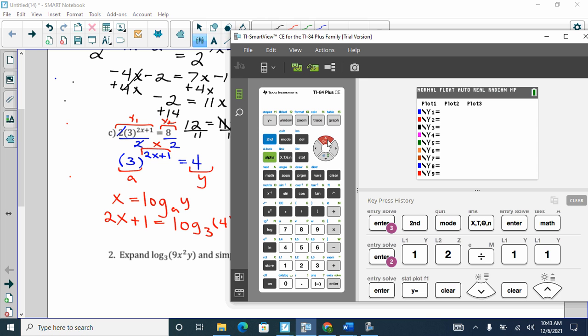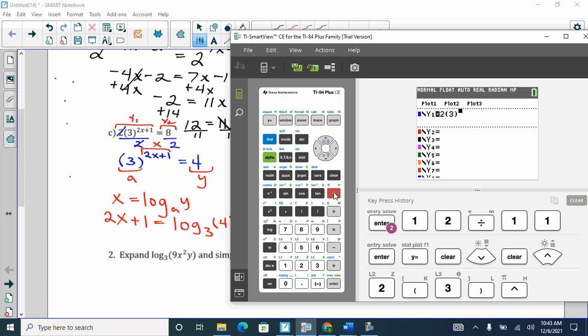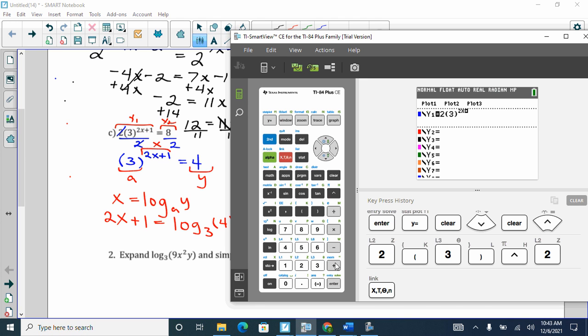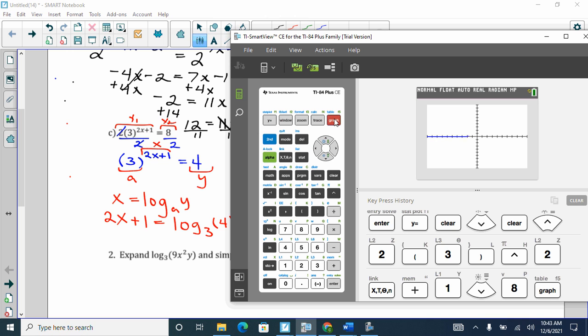So into y1 I have 2, bracket 3, to the power of 2x plus 1. Make sure it's in brackets if you have the older calculators. Your exponent has to be in brackets. And then I have 8. So I'm literally just typing in y1, y2. My y max needs to be at least 8, so I can see that horizontal line. So whenever you have a number by itself without a variable, it makes a horizontal line there. Press graph.